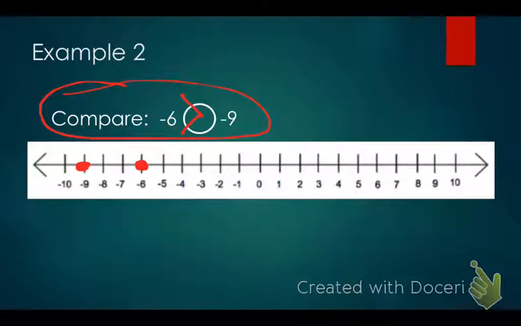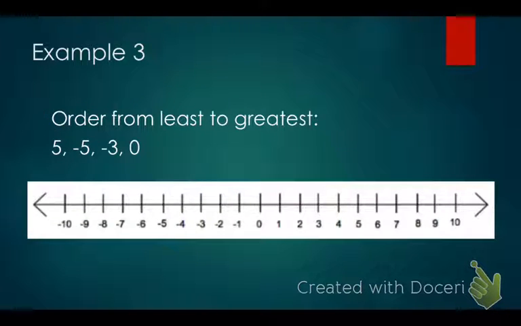Here we go. Next example. In this problem, we're going to be ordering from least to greatest. So using the number line, those numbers are already in order from least to greatest. And we are going to plot all those numbers on the number line, and then we will actually have our order. That's how cool this is.